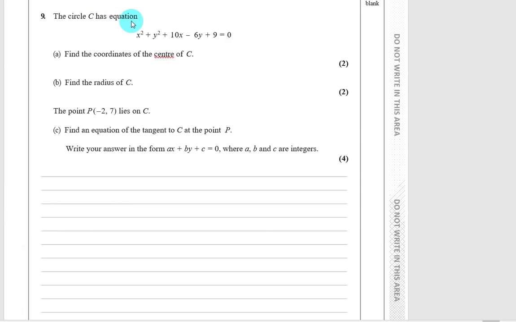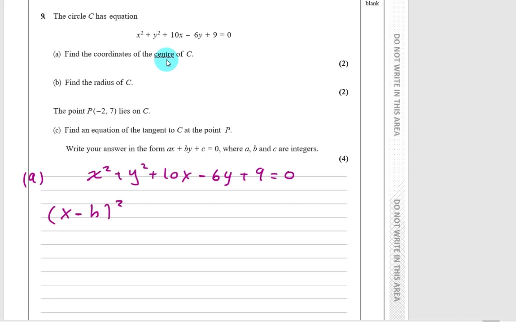The circle C has the equation x² + y² + 10x - 6y + 9 = 0. Find the coordinates of the center of C. So let us find the center of the circle. x² + y² + 10x - 6y + 9 equals 0. So the equation of the circle is (x - h)² + (y - k)² equal to r².